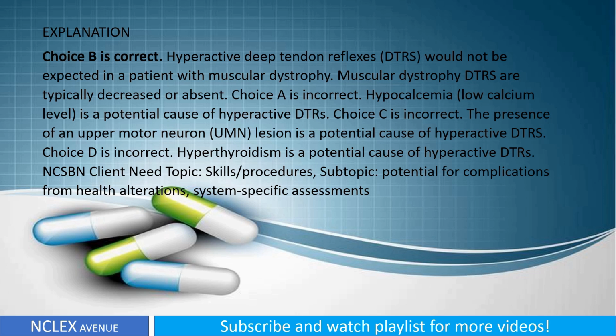Hyperactive deep tendon reflexes, DTRs, would not be expected in a patient with muscular dystrophy. In muscular dystrophy, DTRs are typically decreased or absent. Choice A is incorrect. Hypercalcemia, a high calcium level, is a potential cause of hyperactive DTRs. Choice C is incorrect. The presence of an upper motor neuron lesion is a potential cause of hyperactive DTRs. Choice D is incorrect. Hyperthyroidism is a potential cause of hyperactive DTRs. NCSBN client need topic: skills/procedures, subtopic: potential for complications from health alterations, system-specific assessments.